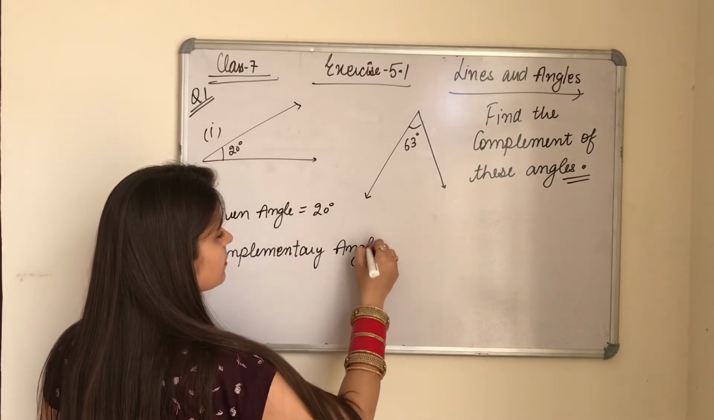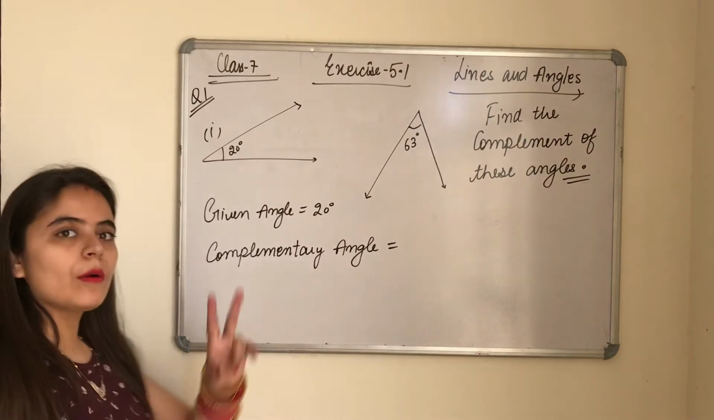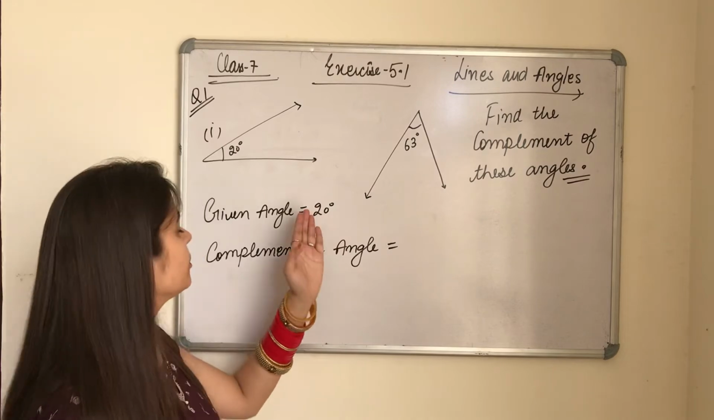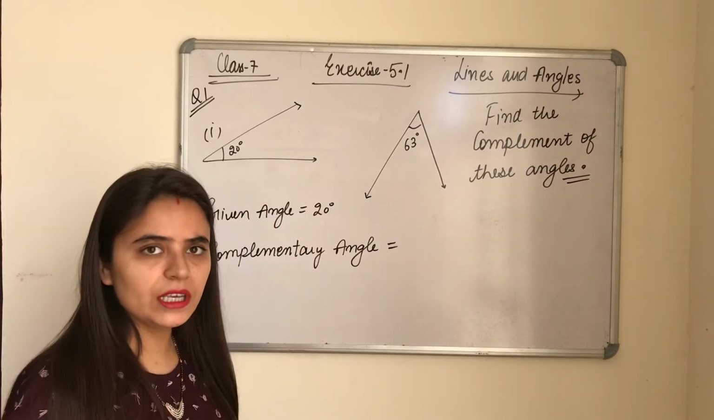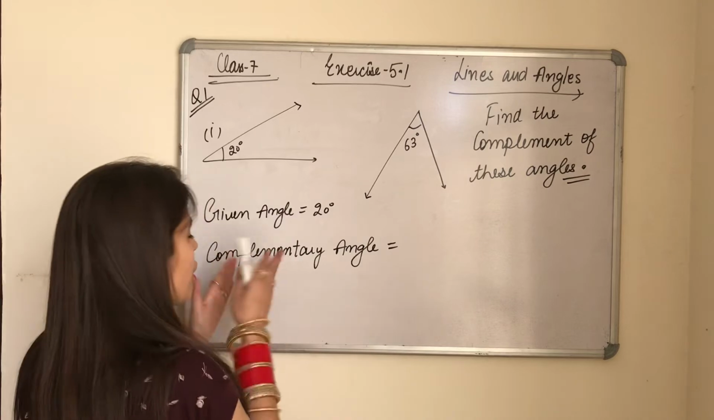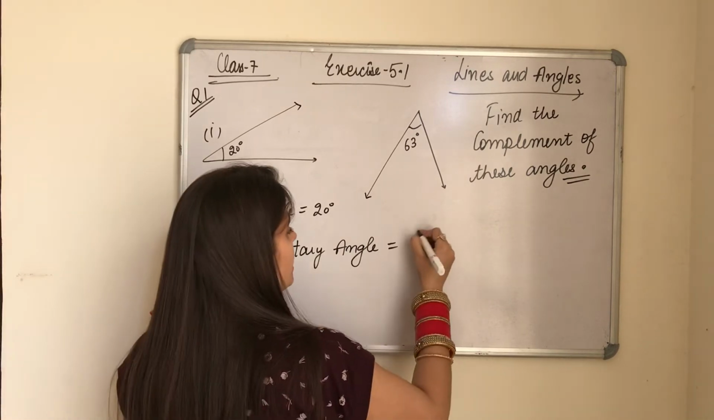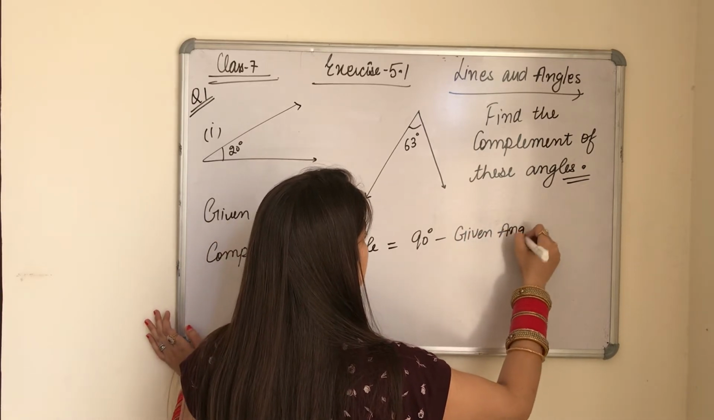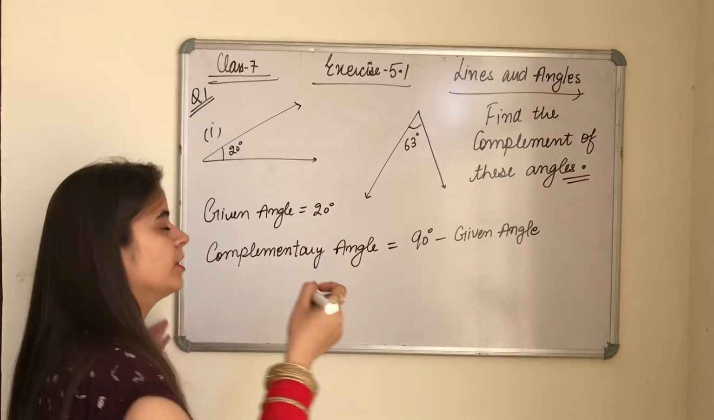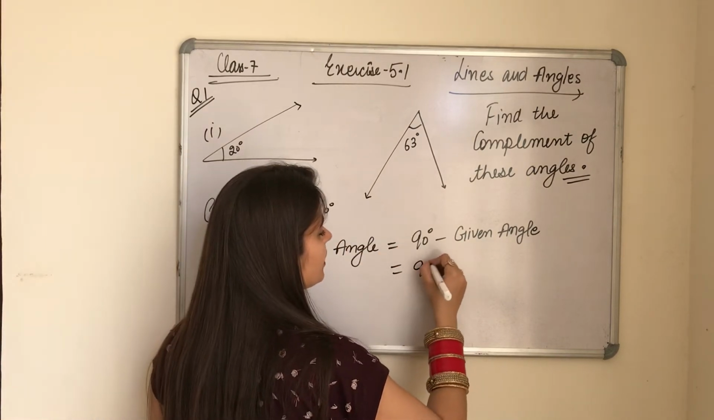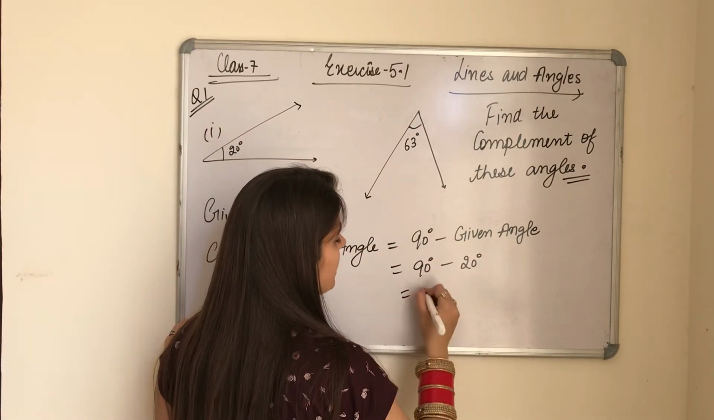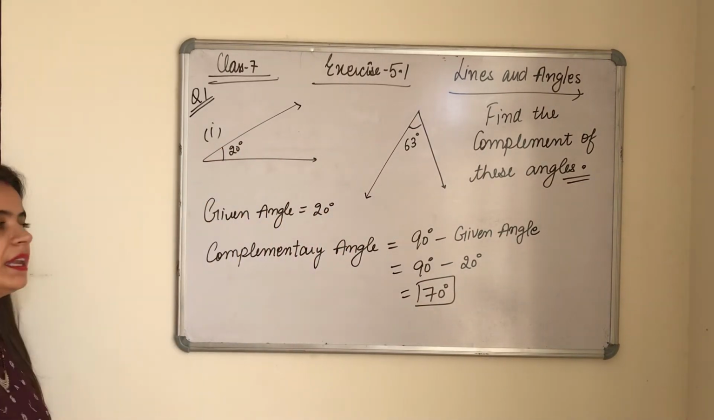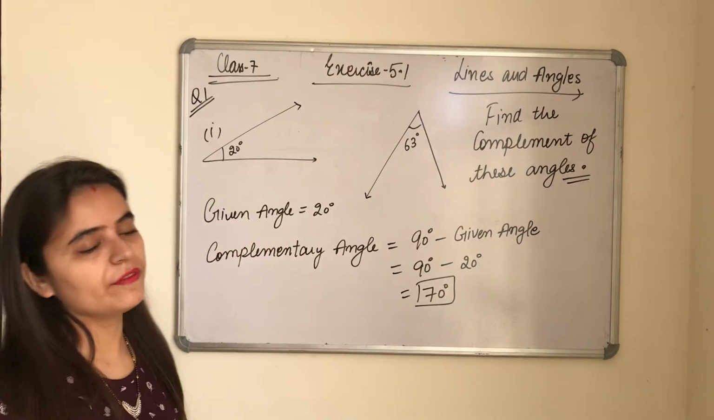Complementary angle is equal to, children, the sum of complementary angles is 90 degrees. You know it orally. What will we add to 20 so that it becomes 90? 70. So how will we find 70 degrees? Complementary angle is equal to 90 degrees minus given angle. Total we need 90, so subtract the given angle from 90 degrees, 20, that is 70 degrees. So 70 degrees is the complement of 20 degrees and 20 degrees is the complement of 70 degrees.